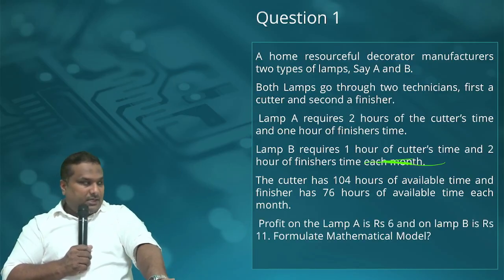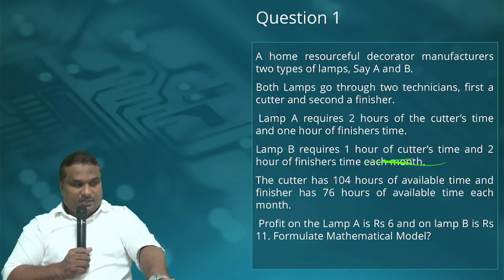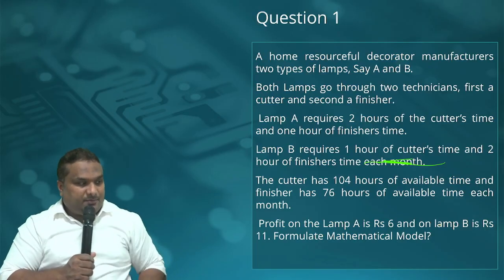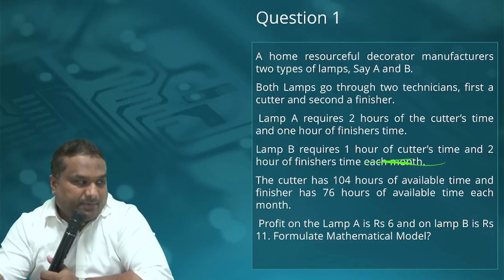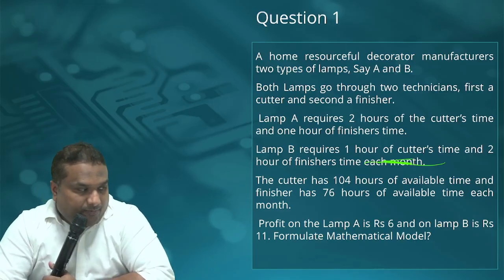Profit on lamp A is rupees 6 and lamp B is rupees 11. Profit on lamp A how much? Tell me. Rupees 6. And lamp B how much? 11. Now the question is: formulate mathematical model.